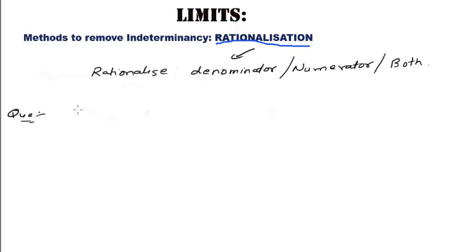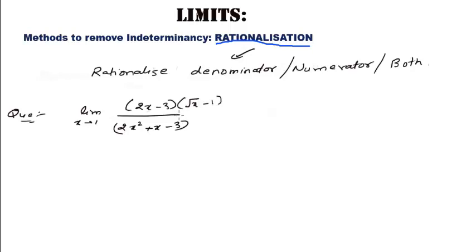So the first question is, limit x tending to 1, and the expression is given to you as (2x minus 3) divided by (2x square plus x minus 3) into under root of (x minus 1). So this expression is given to you. You have to find out the limit of this function.